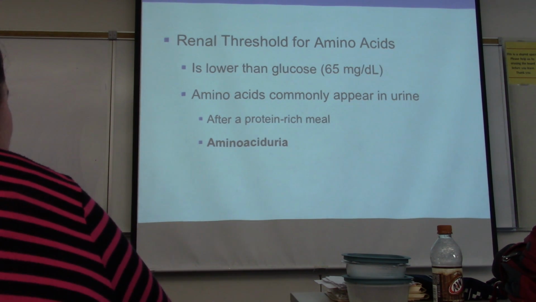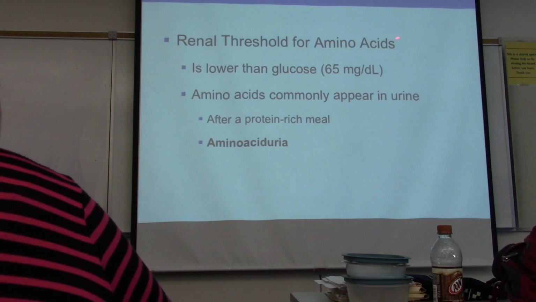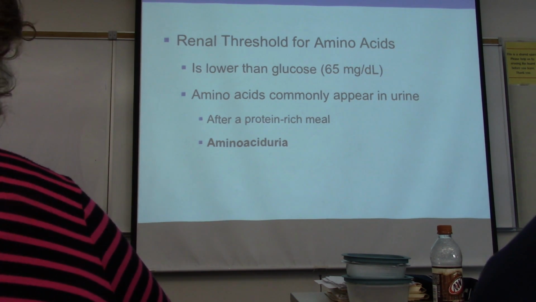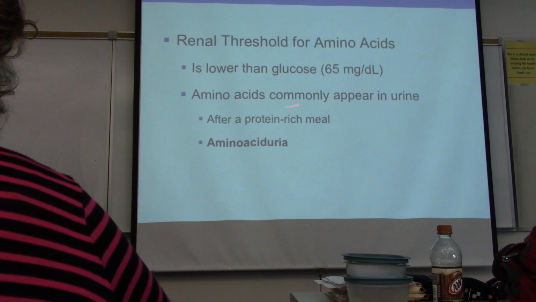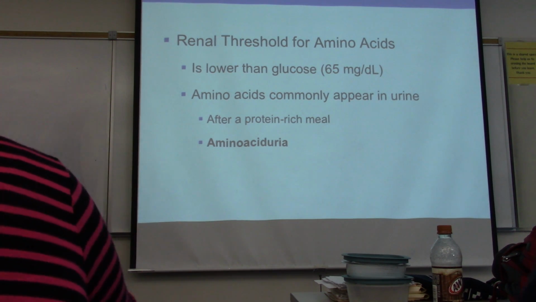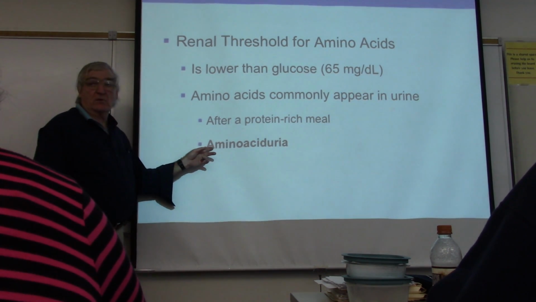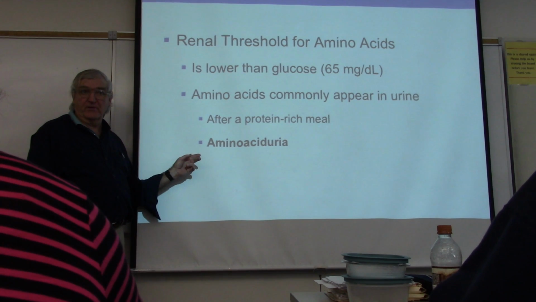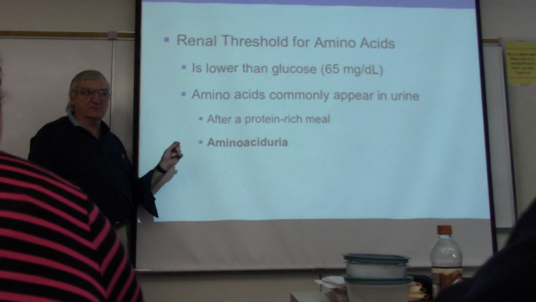The other one I wanted you to know about was amino acids, because we have a renal threshold for amino acids. I told you it wasn't terribly unusual for you to spill some amino acids once in a while. We can only suck back in up to about 65 milligrams per deciliter of amino acids. So if you eat a really hot protein-rich meal, you're probably going to spill some amino acids. It's not really abnormal. It's called amino aciduria. Get it? Amino acids in your urine.